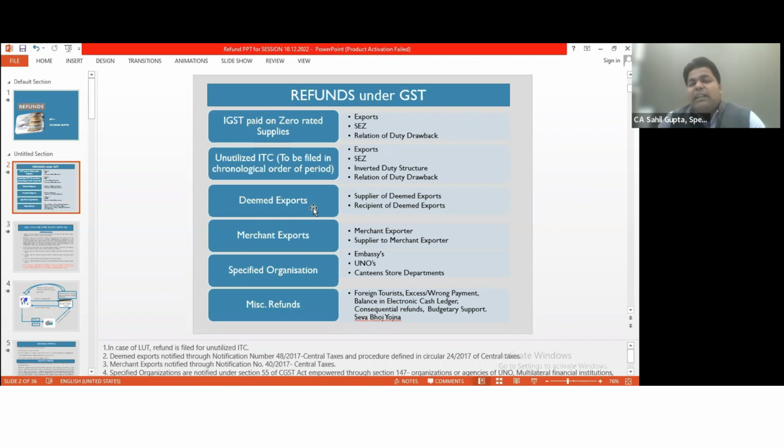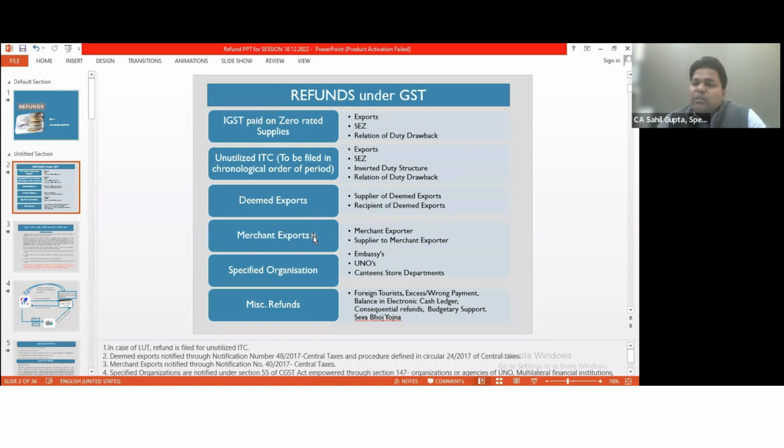Then come deemed exports. Government has defined deemed exports. There are four types of supplies we will discuss in the deemed export tab. The person who is supplying the goods can take the refund, or the recipient of deemed exports can take the refund. There are two options.